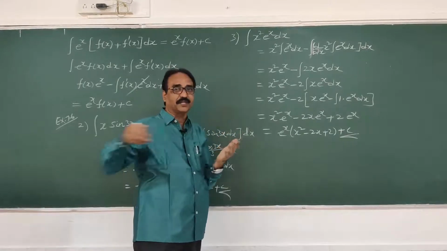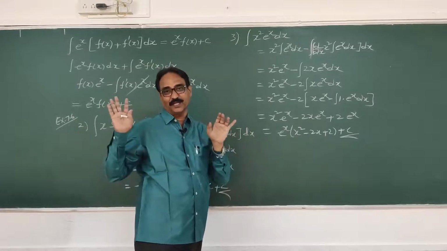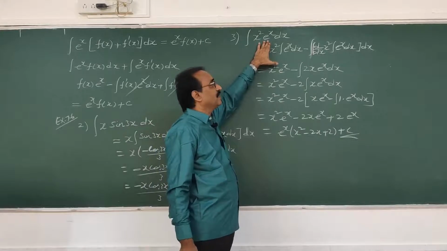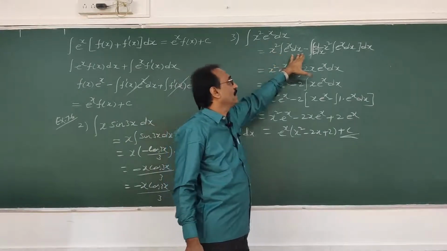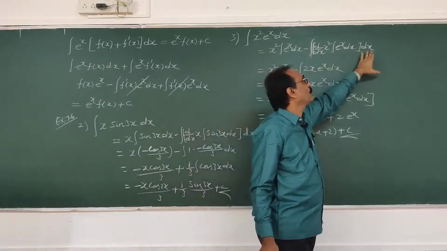This is called diminishing. E power x, if you take, you never diminish. E power x, e power x, e power x only. So that's why here the first function is x square, the second function is e power x. So first function into integral of second function minus integral of derivative of first function into integral of second function, whole dx.